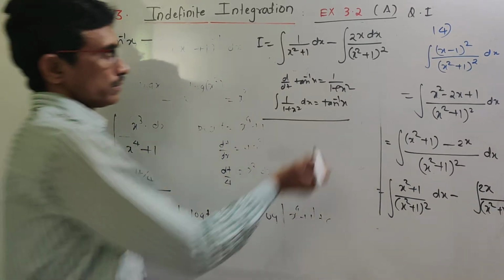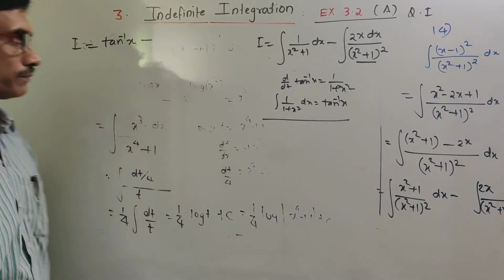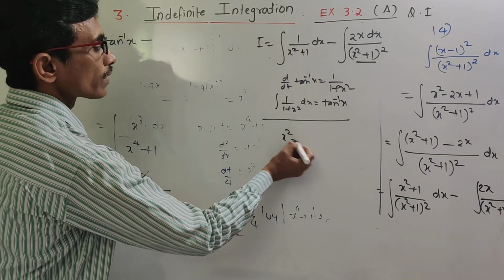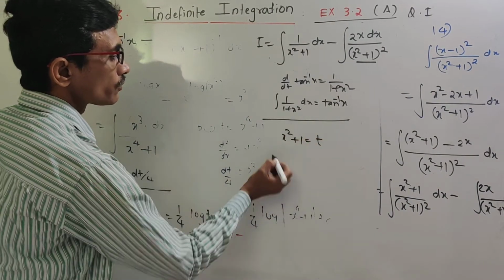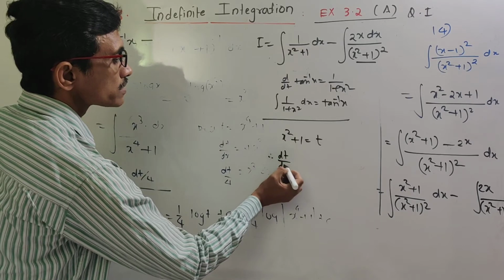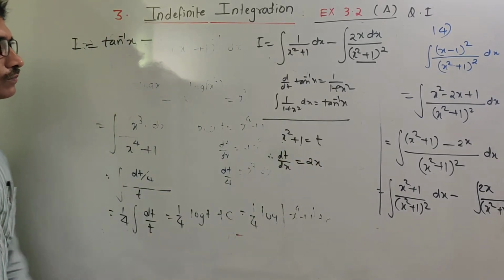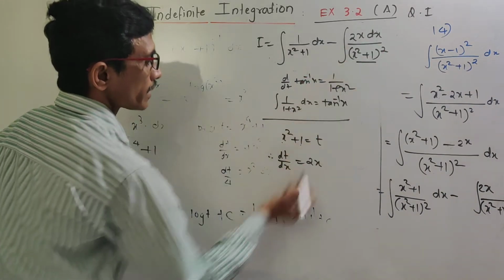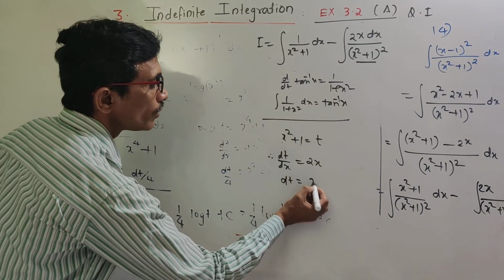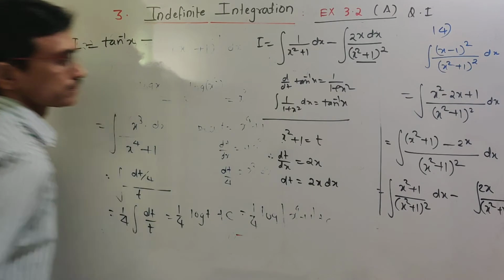we substitute x square plus 1 is equal to t, therefore dt by dx is equal to 2x, इसका डेरिवेटिव 2x, इसका डेरिवेटिव 0. We require 2x dx, so dt will be equal to 2x dx.